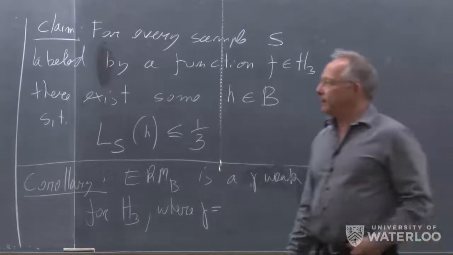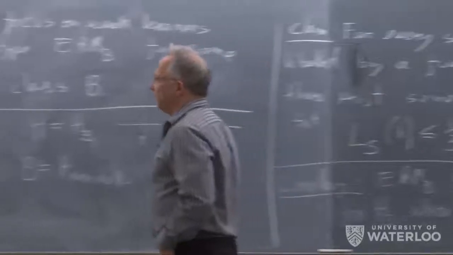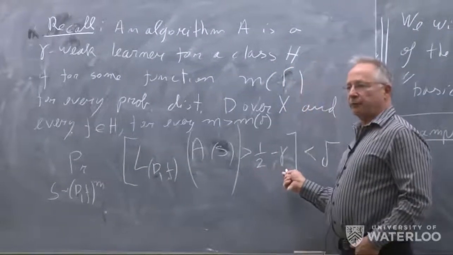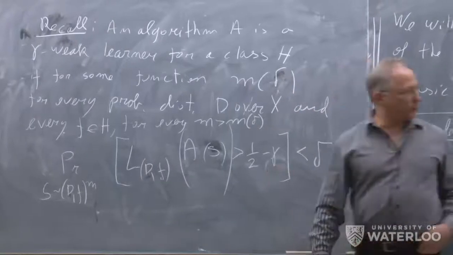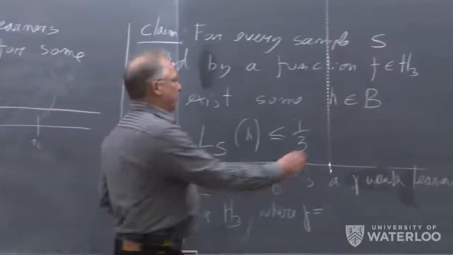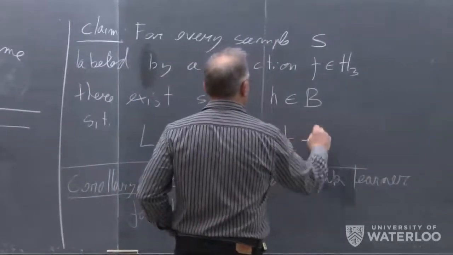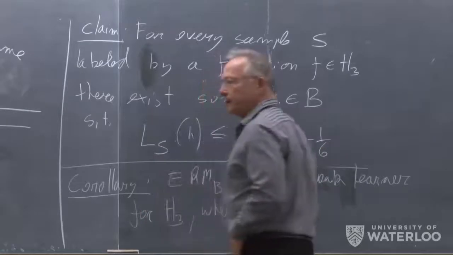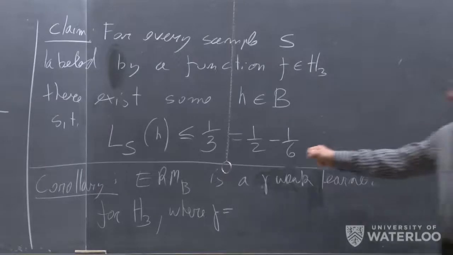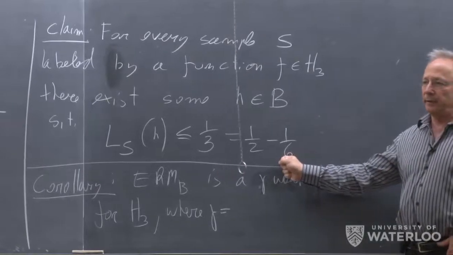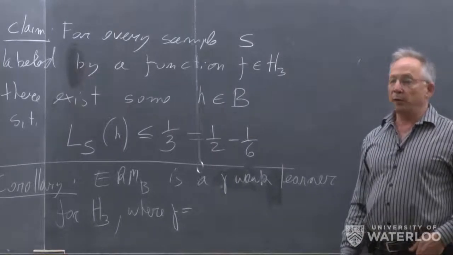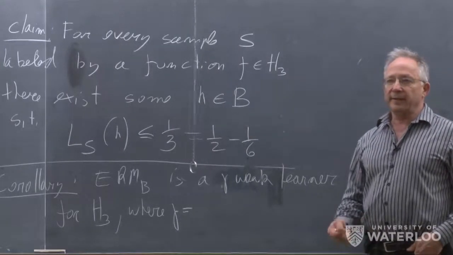What is missing is that here we wanted to make sure that the true error is at most half minus gamma. And what we get here is that the empirical error is at most half minus 1/6. There is still this potential gap: I can guarantee that the empirical error is not too big, but the definition requires us to control the true error. So what can I say about the true error?